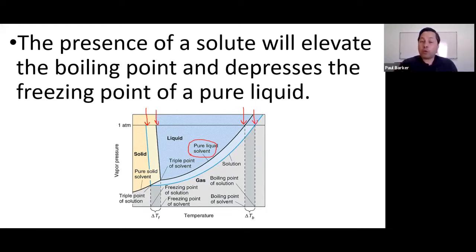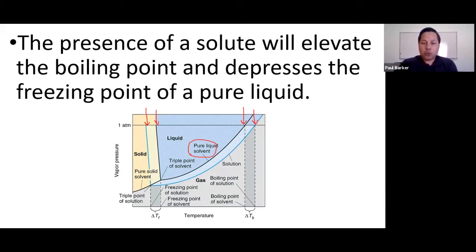All right, so what we're going to do now is the calculations to figure out, if we add 1 gram of salt or 2 grams of salt to 100 grams of water, how much will the boiling point increase and how much will the melting point or freezing point decrease?